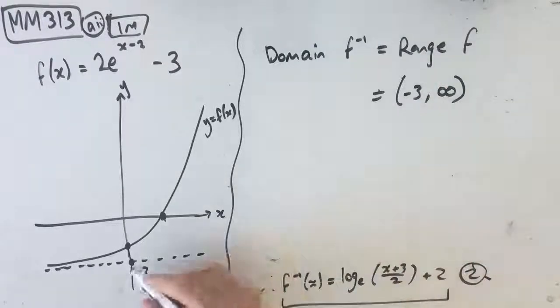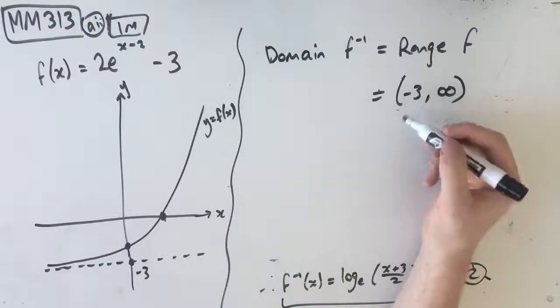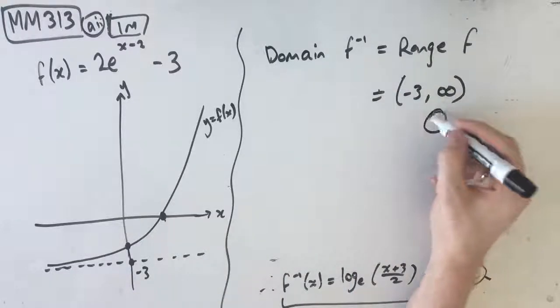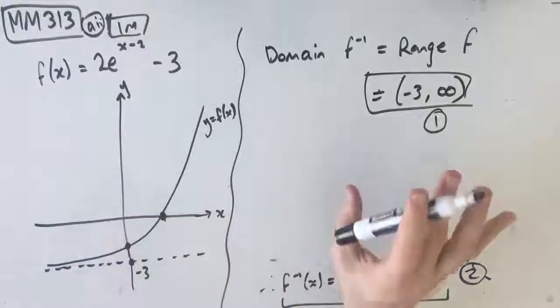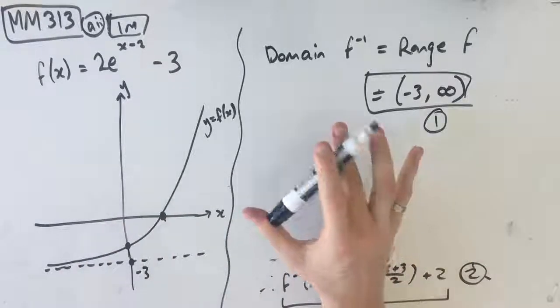Because our range of f is negative 3 to infinity, not including negative 3, that's the domain of our inverse. That's our first and final mark. That's our final answer for this question. If you have any questions, let me know. Let's move on to part B.